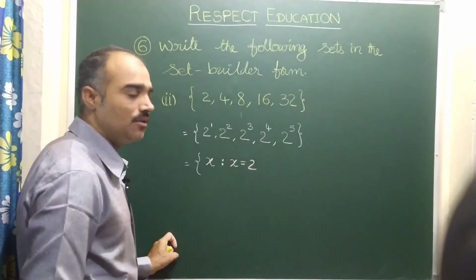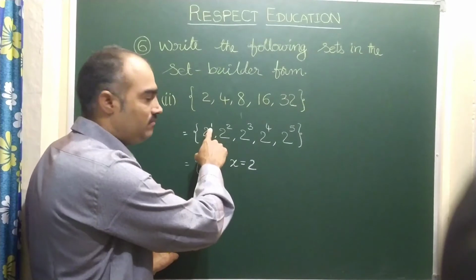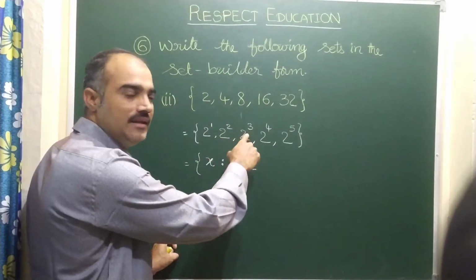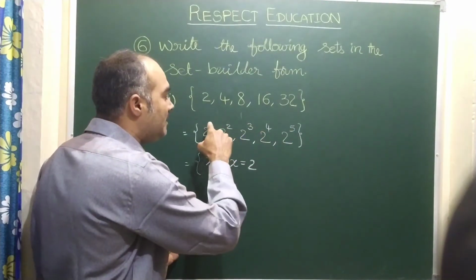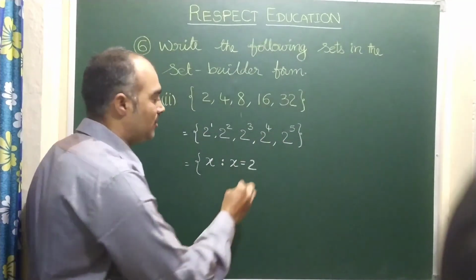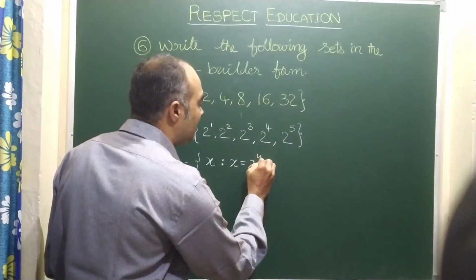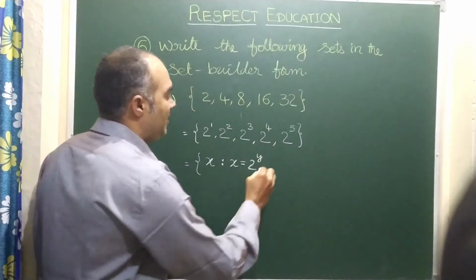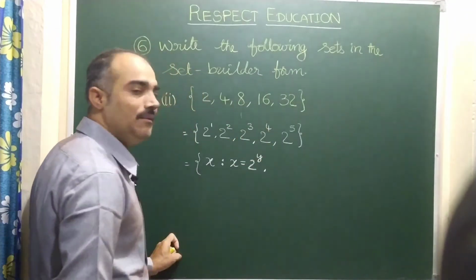Here you see powers now. It is 1, 2, 3, 4, 5. Here they go on changing. We can take them as variable. So here I write that as another alphabet like y. Now let us set the limit for y.